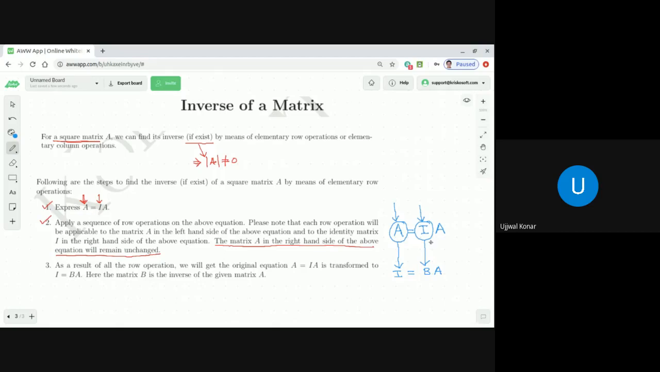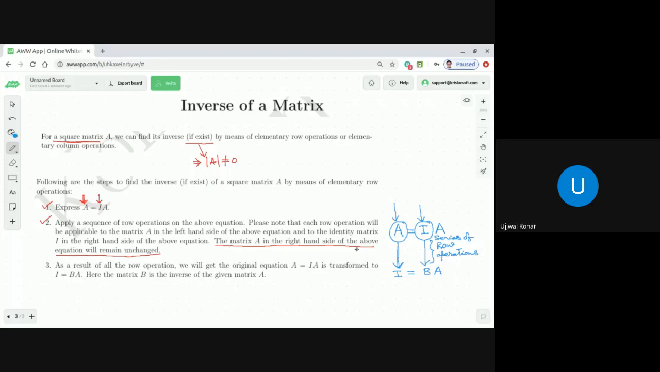Now, in all these steps, I draw an arrow here. So here it will be a series of row operations, plural. That means you can perform multiple row operations. And what is your target? I repeat, dear students, your target is to transform that matrix A in the left-hand side to an identity matrix.